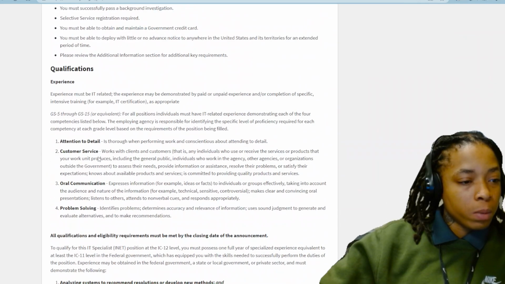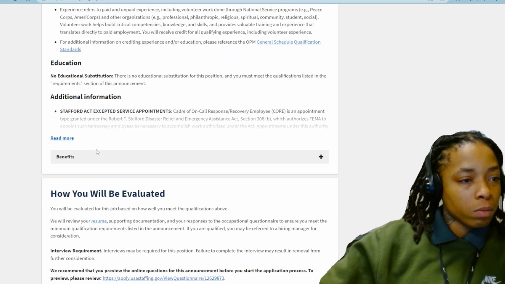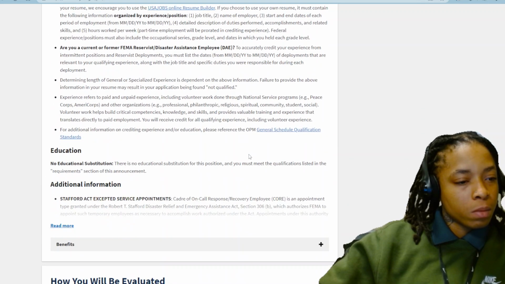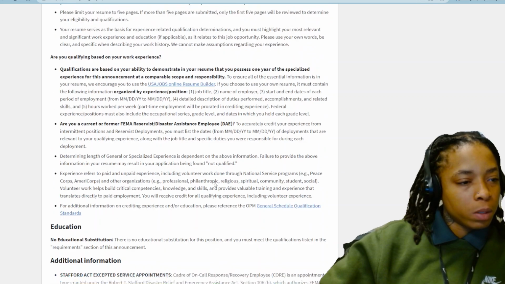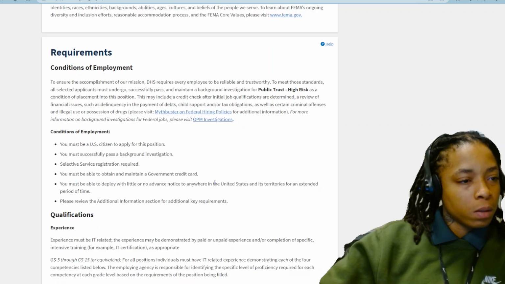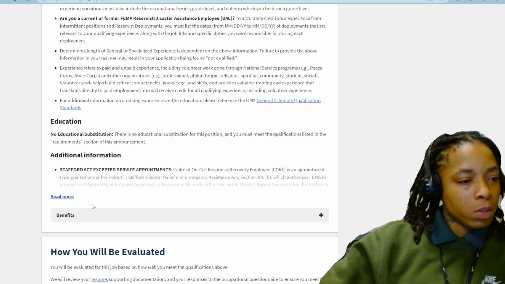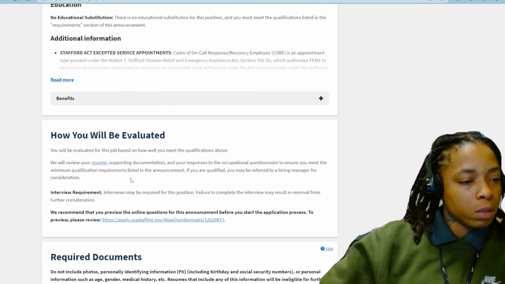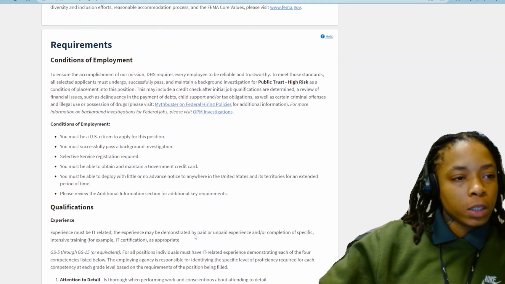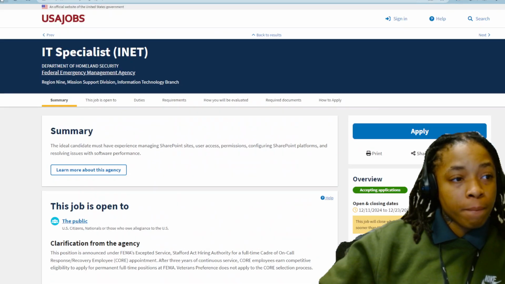Just look at the duties, the requirements, the qualifications. No education required for this. Well, of course, education, but no, you know. Must meet the listed requirements, which was what? It says you don't need any education, but you need to meet the listed requirements, which is, are you qualifying based on your work experience? So y'all just got to read and deep dive into it, but this is how you do it.